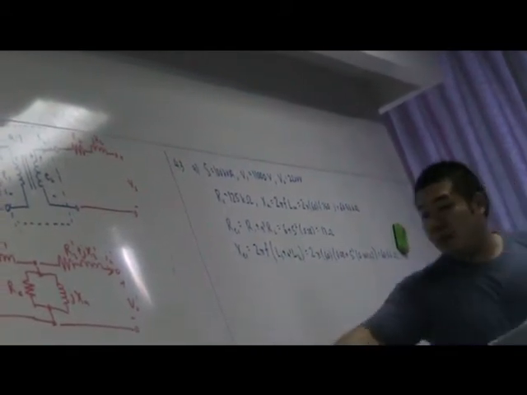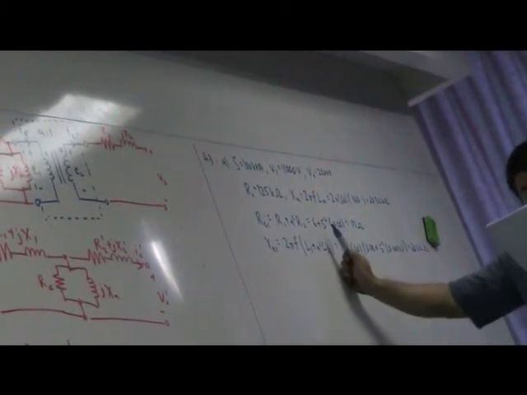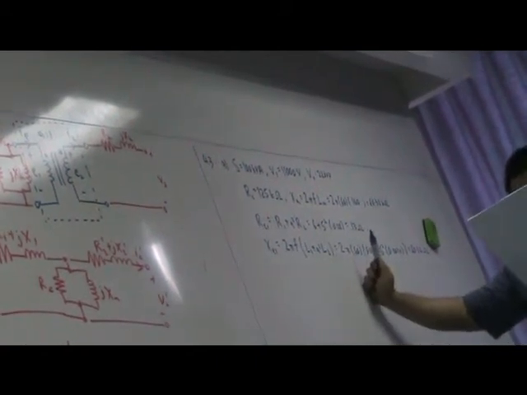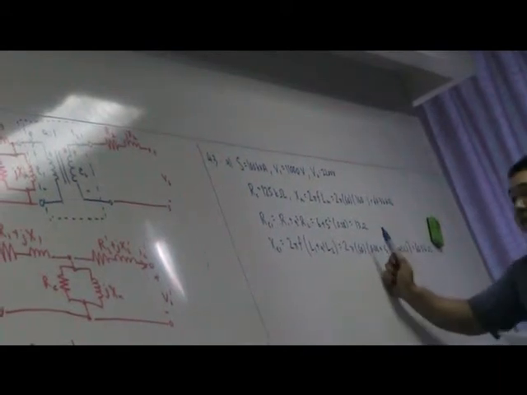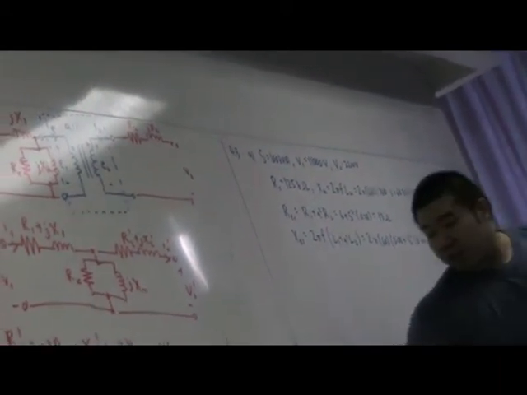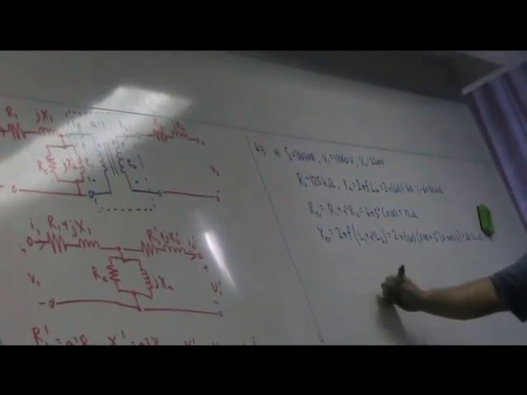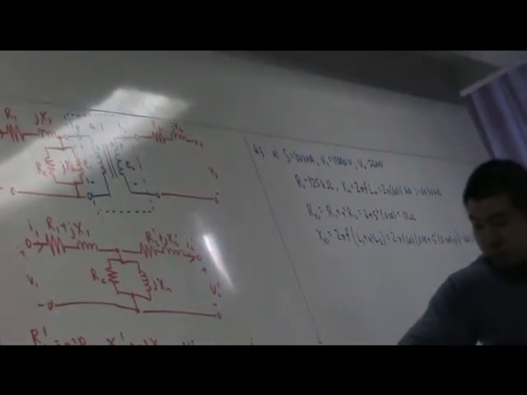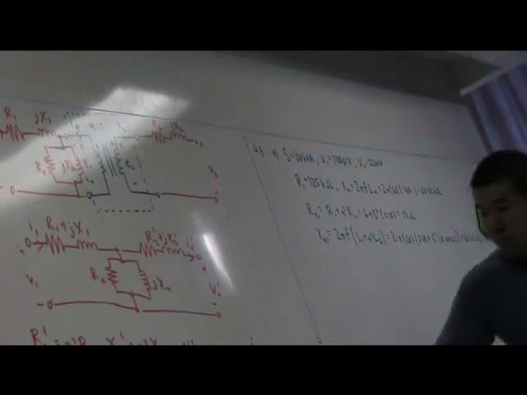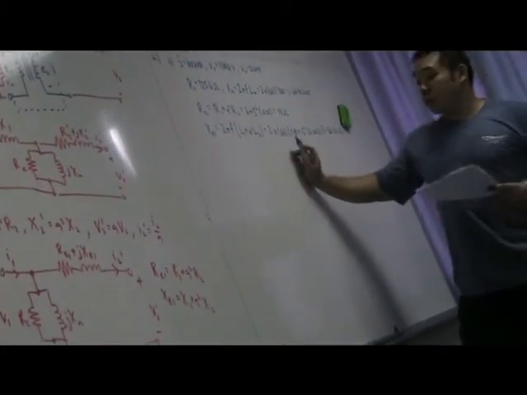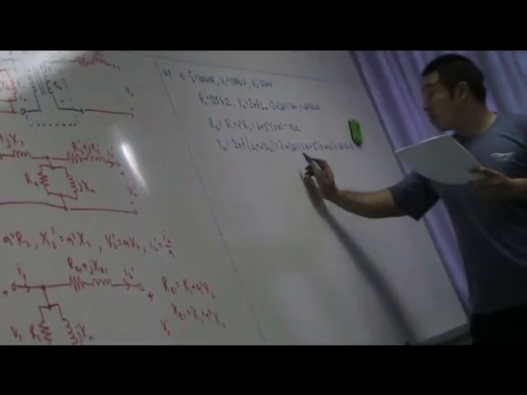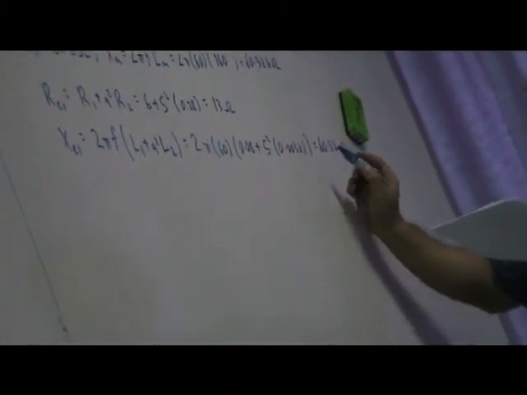RE1 is R1 plus a squared R2. R1 is 6 and R2 is RLV, so that's 0.28. So that's 13. XE1 is X1 plus a squared X2, so that's 2 pi f times L1 plus a squared L2, they're the same thing. Given in the question, L1 is LHV, which is 0.08, and LLV, low voltage, is 0.0032. So that's 60.32 ohms.